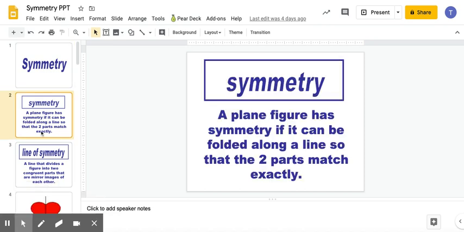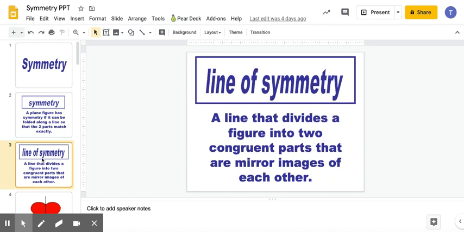A plane figure has symmetry if it is folded along a line so that the two parts match exactly. So if you cut it in half and you fold it, the two parts match. A line of symmetry is a line that divides a figure into two congruent parts, which means that they're exactly the same size and the same shape, that are mirror images of each other. So let's look at some examples.